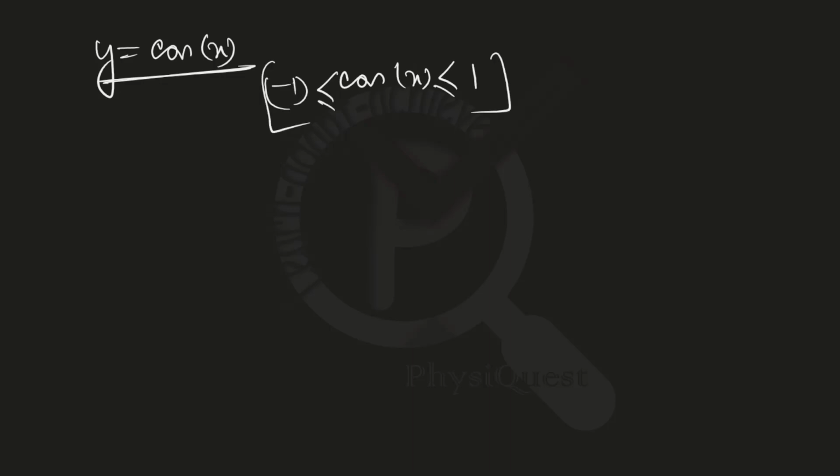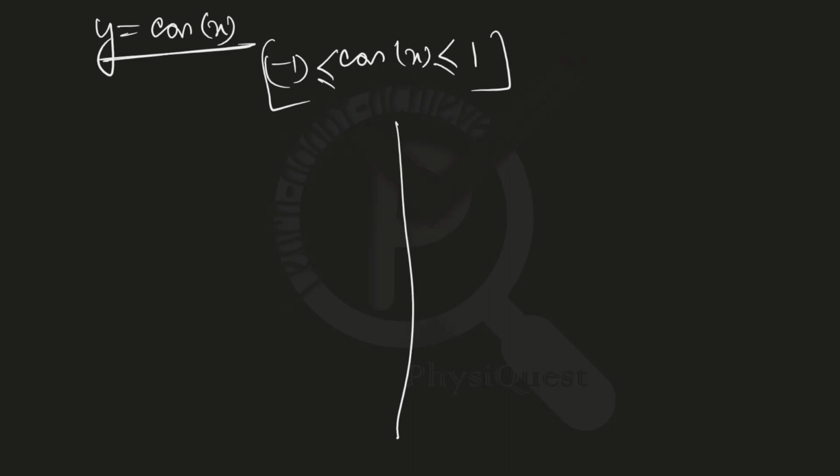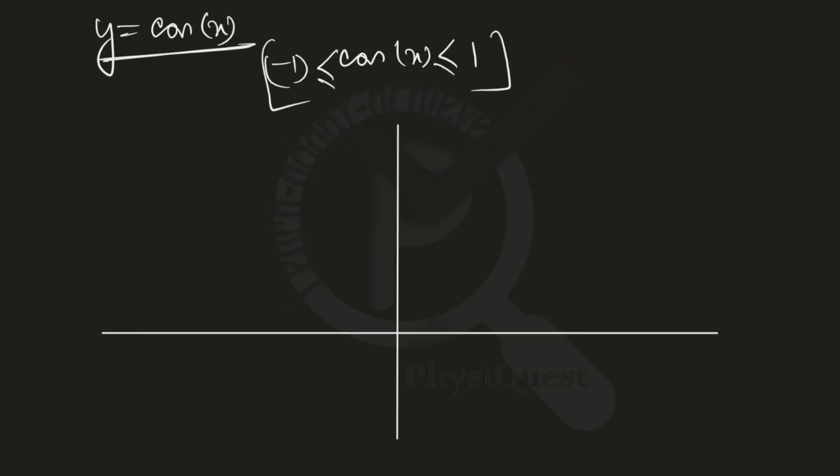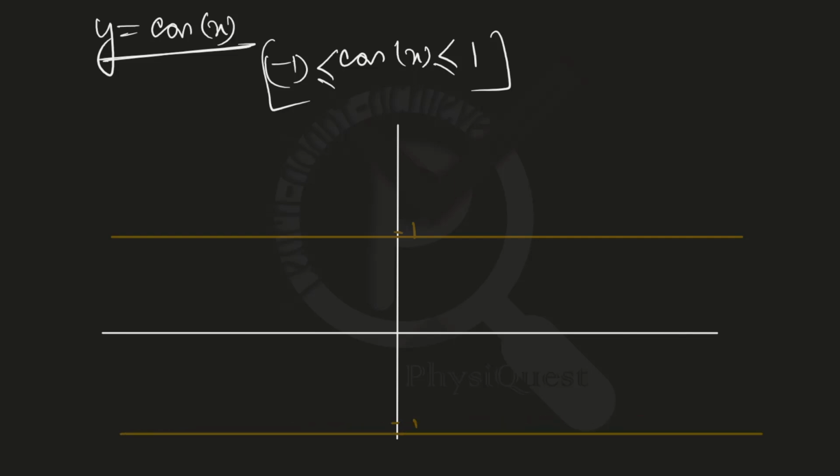y equals cos x. So here you know very well this is similar. The range is similar here also, minus 1 to 1. So again, let me draw the y-axis, draw the x-axis, and we have to set the boundaries here. Let me say this is 1, this is minus 1. Okay, so this is not the graph, I'm just setting the boundaries.